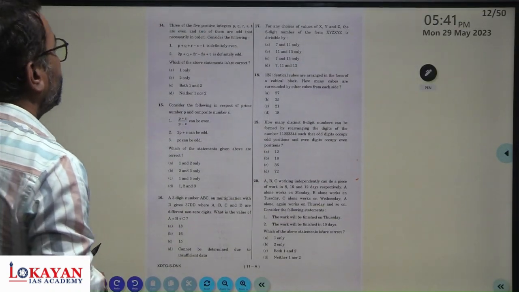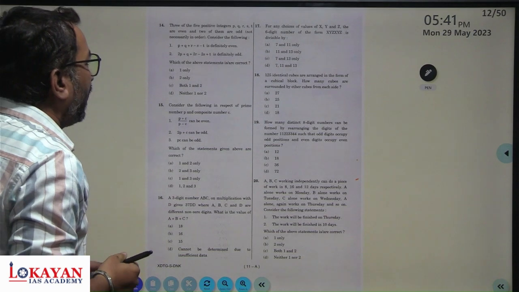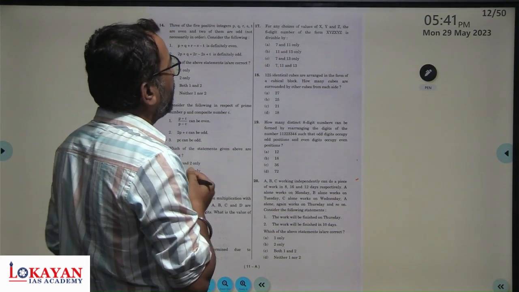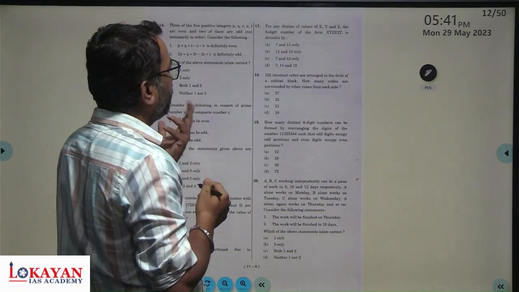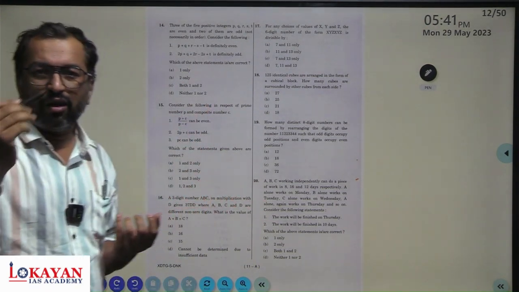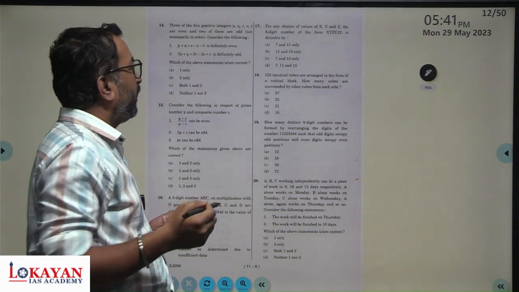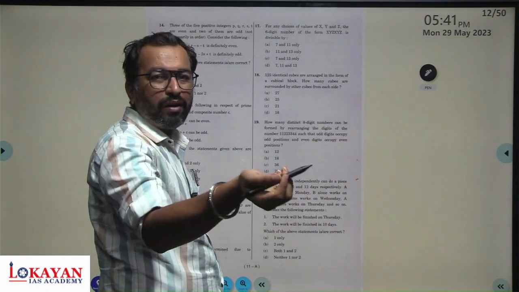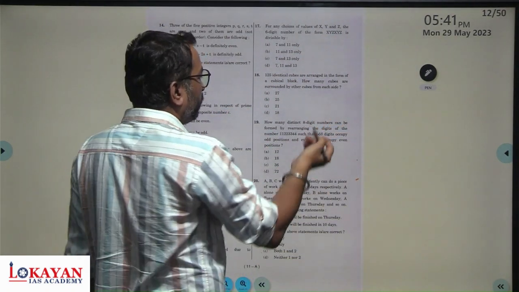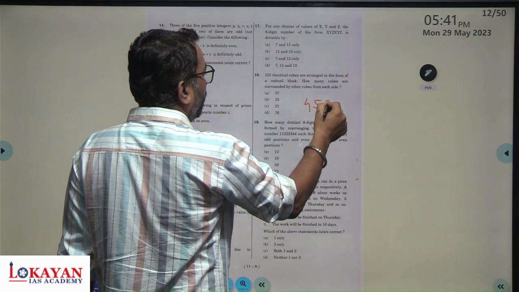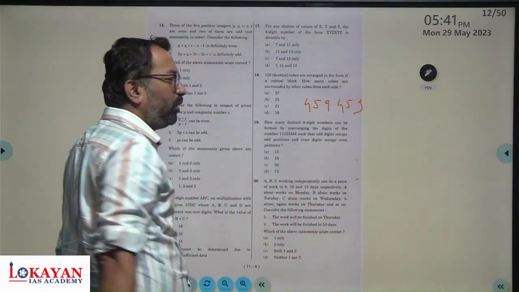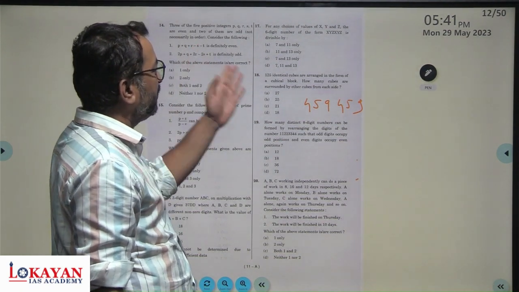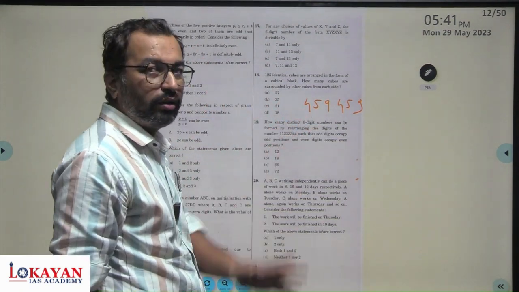For any choices of values of X, Y, and Z, the 6-digit number of the form XYZXYZ is divisible by. Now tests of divisibility will play a role here. You can take any number XYZXYZ, take 123123, 567567, take anything. Suppose 459459. There is no need to divide also. So we have to check whether it is divisible by 7, 11 and 13.